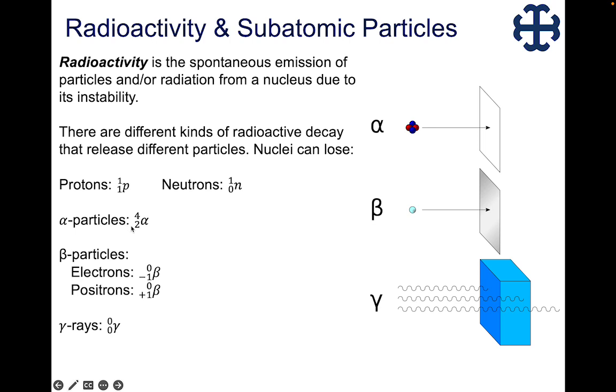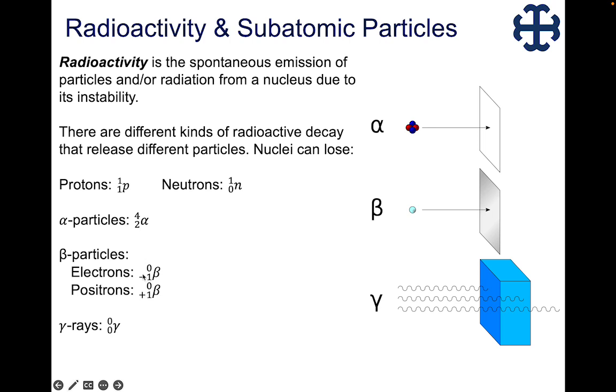With alpha particles, what we're doing is ejecting a particle that has a mass of 4 and 2 protons. And so if you couldn't guess it based on that, if we have mass number 4, 2 protons, an alpha particle is the same thing as a helium atom. Okay, so this is basically ejecting a helium.